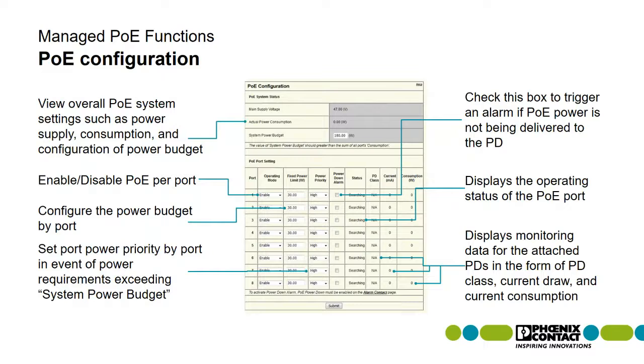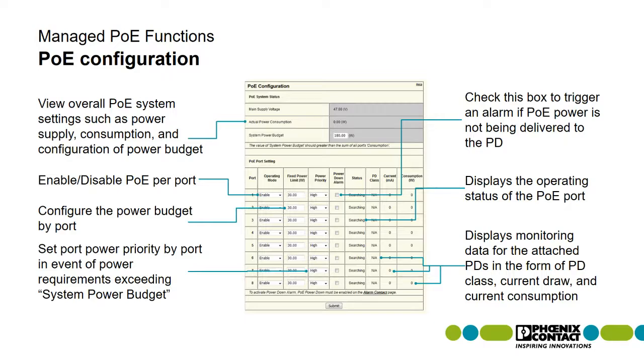So if we look a little bit deeper on PoE configuration, the top part of the page would give you an overall view of your PoE system. This is going to let you know what your supply voltage is, what your total power consumption is for all your devices, and it's also going to let you know what your PoE budget is. That's a key item to keep track of in any system, your actual PoE budget.